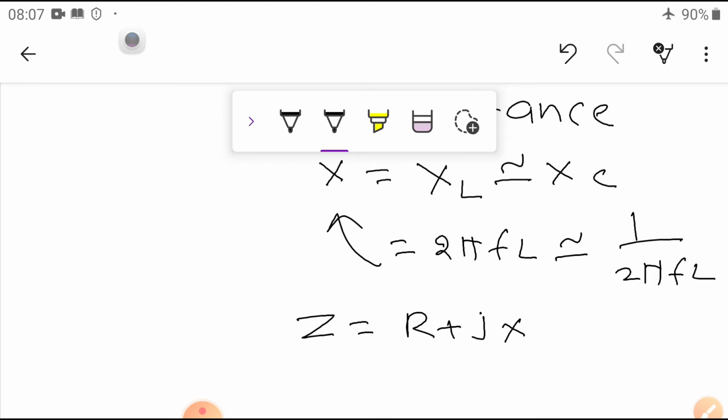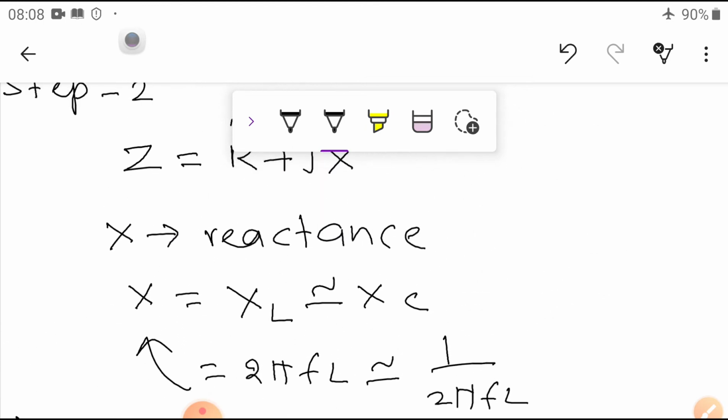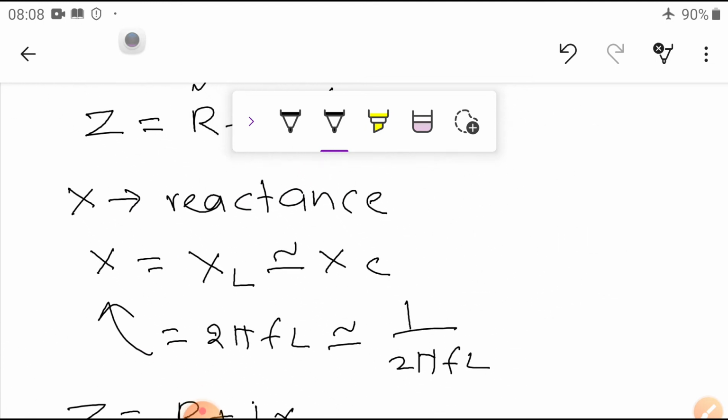Then I want the magnitude. Based on this, you draw the vector diagram. This is R, for example. Here, for X, the reactance value, you can take XL. For example, XL is greater than XC. So this value is, for example, 36 ohms, and this value is 28 ohms.